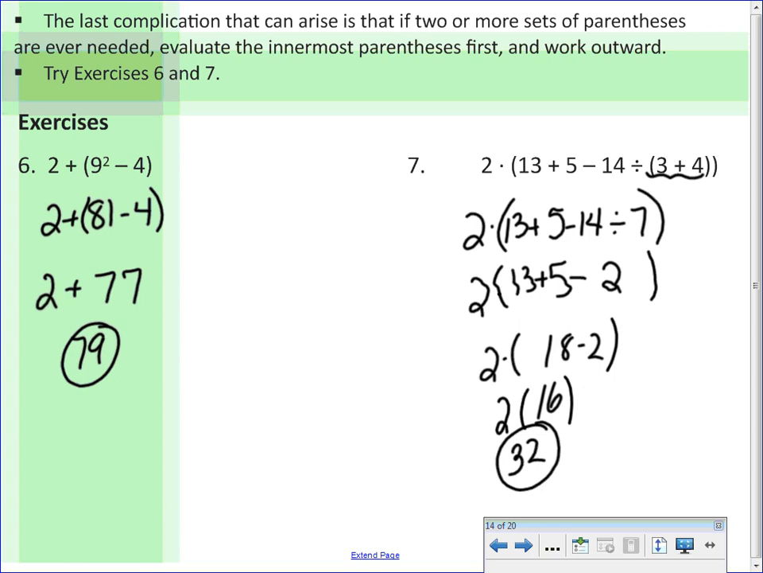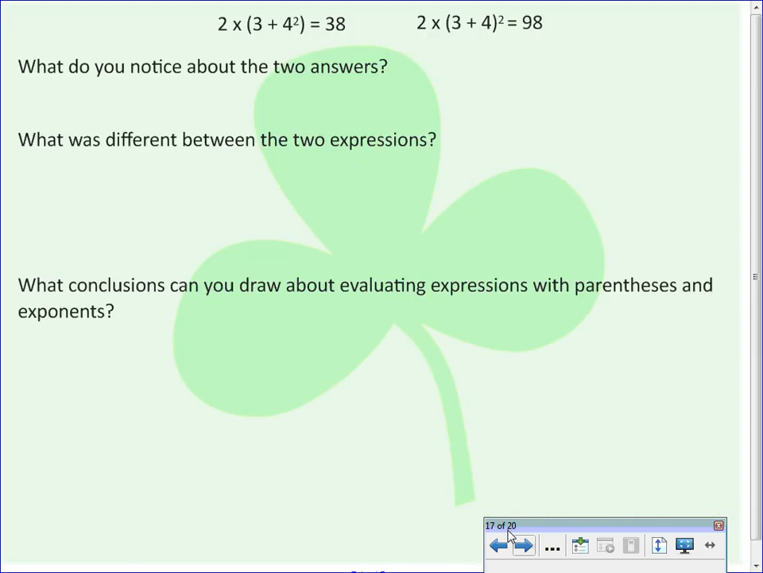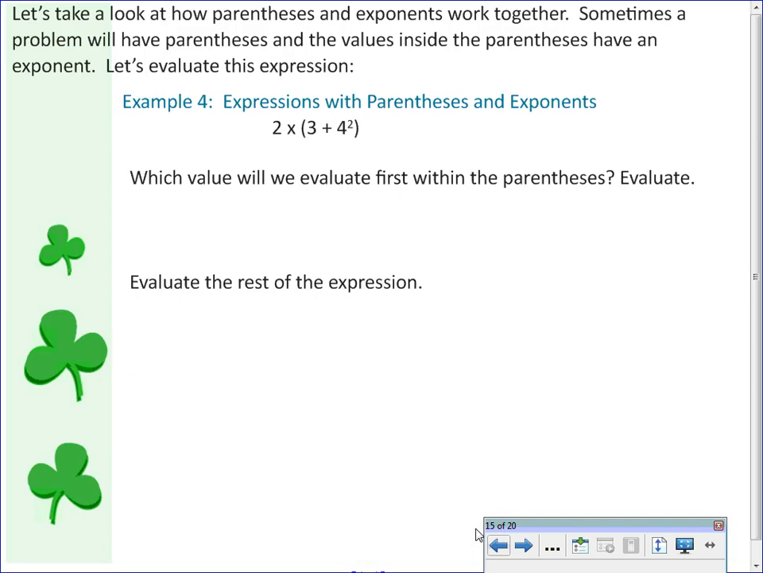Okay, you ready to go crazy? Check this out. We could totally solve this one. We know how to do this one. We just did it. So go ahead and solve it. What do we do first inside the parentheses? The exponent. Okay, so we have 2 times 3 plus 16. 2 times 19 and 38. So first, inside the parentheses, we do the exponents.